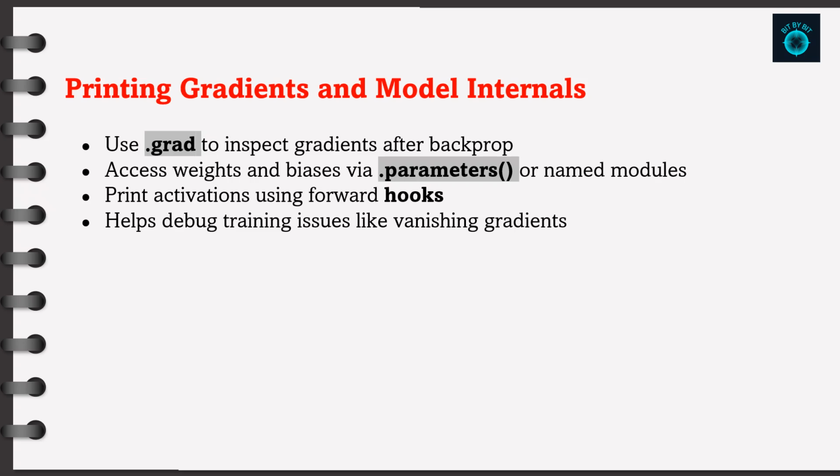To go deeper, you can register hooks on layers. Hooks let you print or record the input and output of a layer during the forward or backward pass. This is very useful for spotting issues like vanishing gradients, exploding values, or incorrect shapes. Being able to inspect gradients and activations is a key part of debugging and understanding deep models.